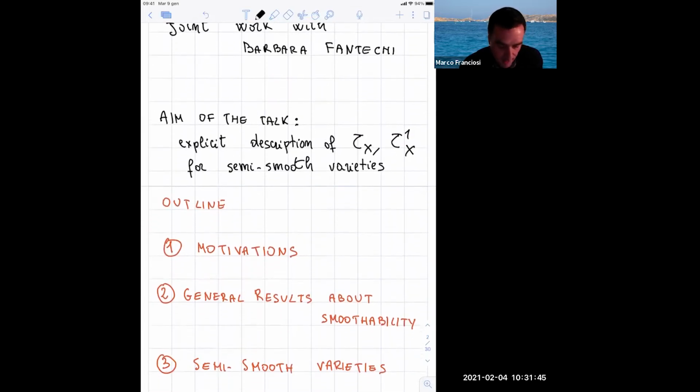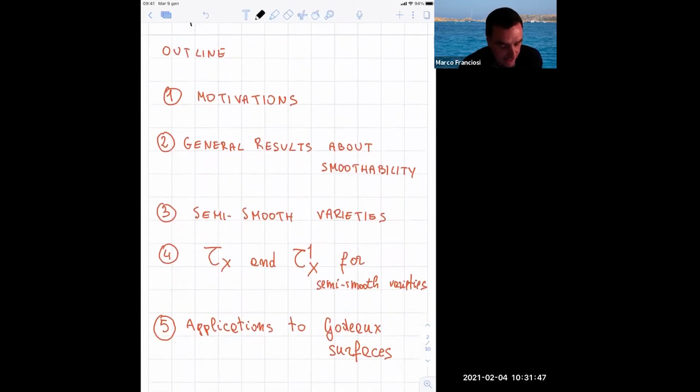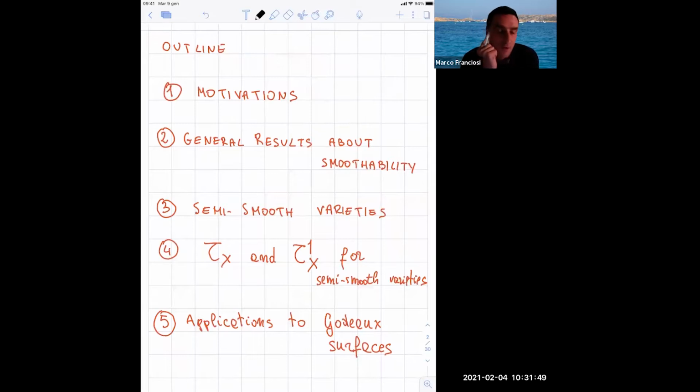So let me give an outline of the talk. I will start with our motivation. Then I will talk about general results about smoothability. Then I will explain what it means to be a semi-smooth variety. And then I will talk about these main sheaves for semi-smooth varieties and how to compute them. And finally, I will give an application to Godeaux surfaces.